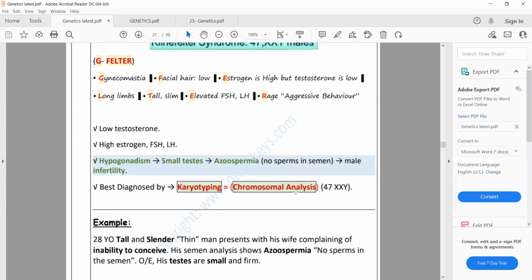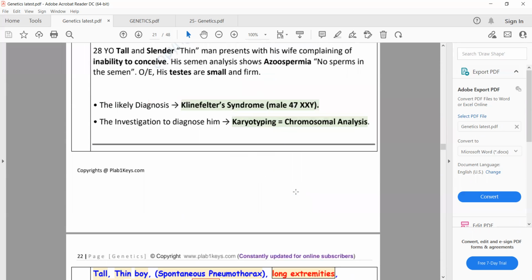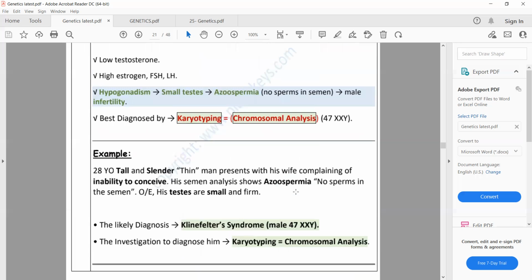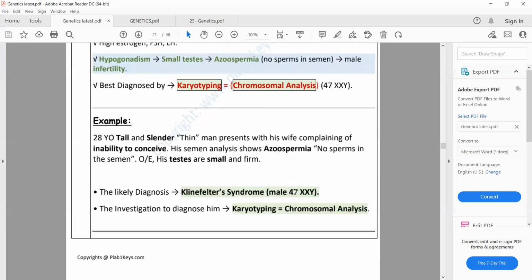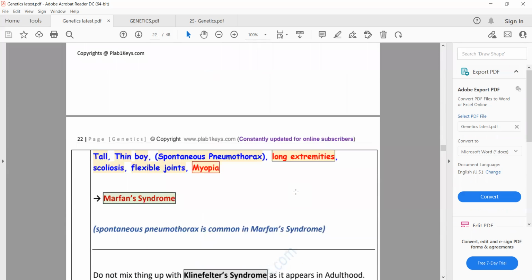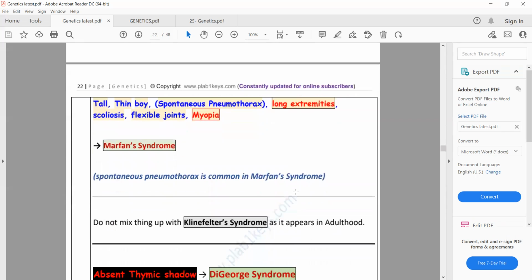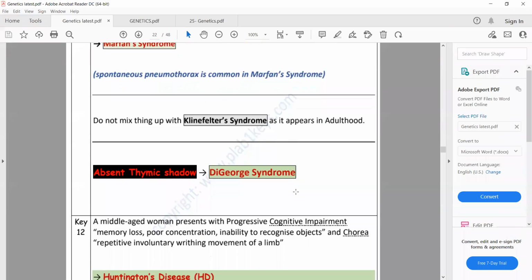So a tall, thin male with hypermobile joints, your diagnosis will be Marfan syndrome. The diagnosis of Klinefelter syndrome is confirmed by karyotyping, that is chromosomal analysis. So tall, thin boy with spontaneous pneumothorax and flexible joints and myopia, your diagnosis will be Marfan syndrome.